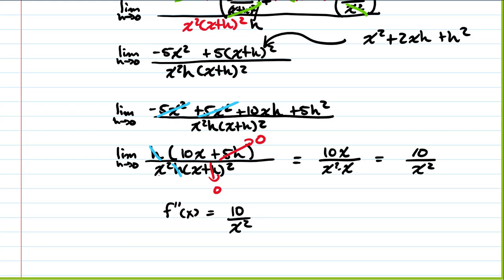So what is it that f double prime represents? Well, what would it tell us about? The slope of f prime, right? Because it's the derivative of f prime. We'll talk more about what the second derivative means in terms of f at a later date. But for right now, we've found another derivative.